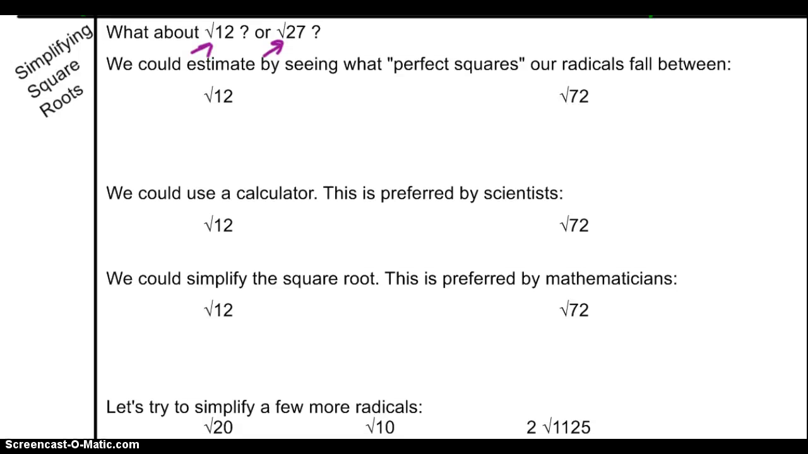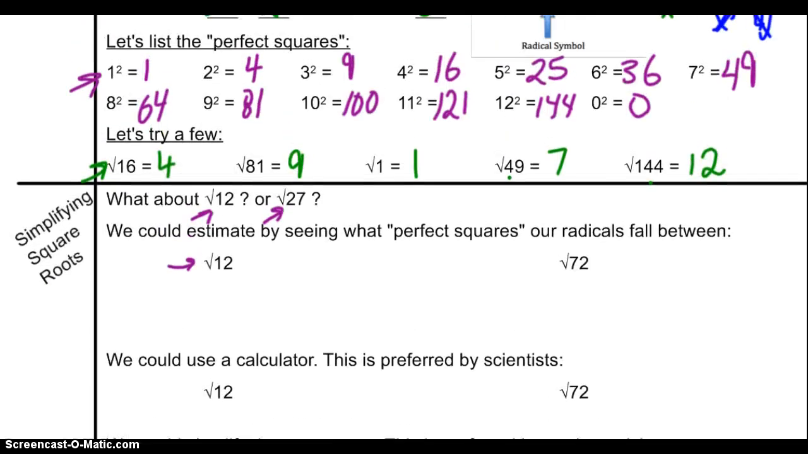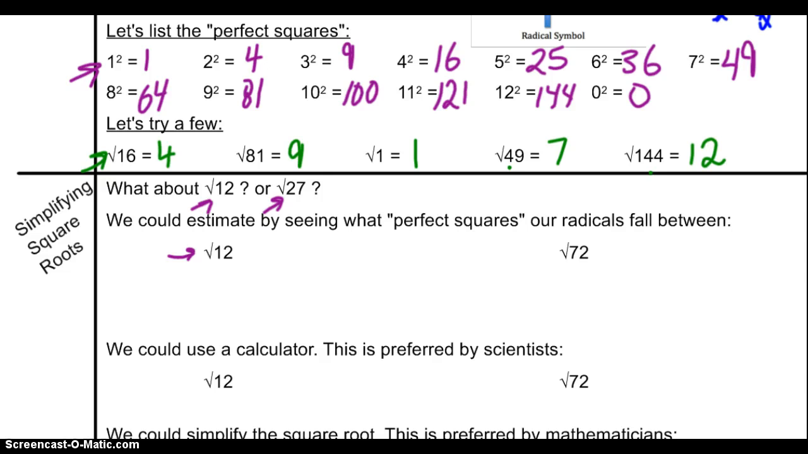The first thing we could do is to estimate by seeing what perfect squares our radicals fall between. So take 12 to start. What does 12 fall between? Well, 12 falls between, it looks like, 9 and 16. So the square root of 12 is going to be somewhere between the square root of 9 and the square root of 16. I'll put these greater than symbols here. So the square root of 12 is somewhere between those two.